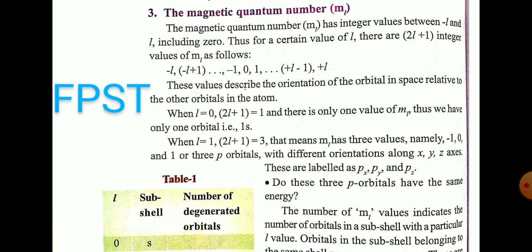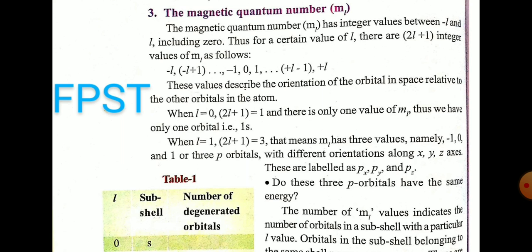We have already discussed the principal quantum number and the angular momentum quantum number. We know that the principal quantum number tells us about the energy level and size of the orbit in which the electron is revolving around the nucleus in an atom. Means it refers to the orbit.